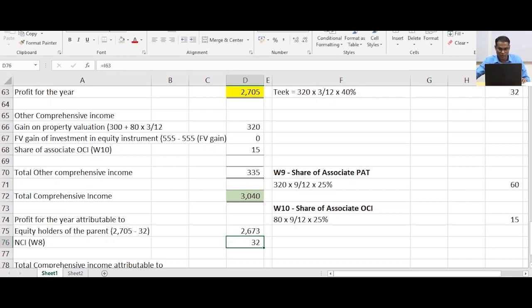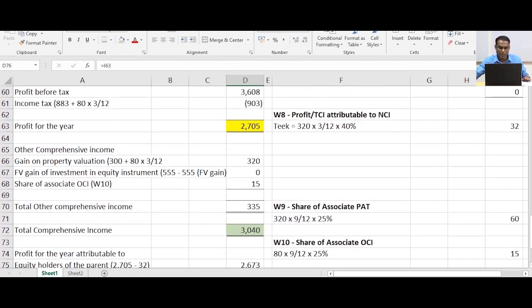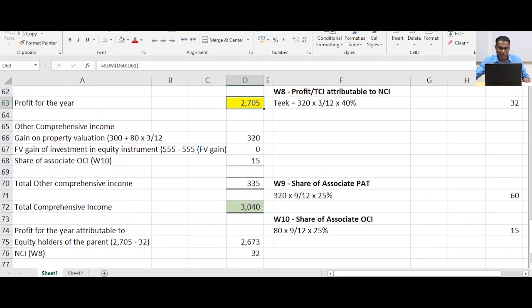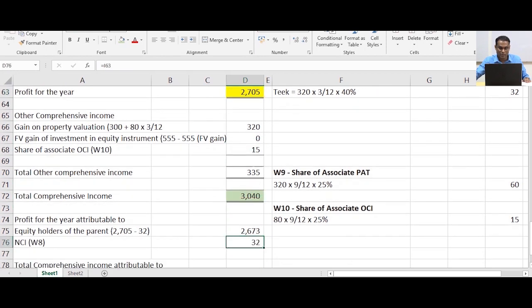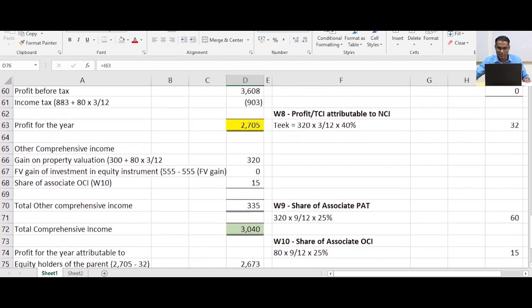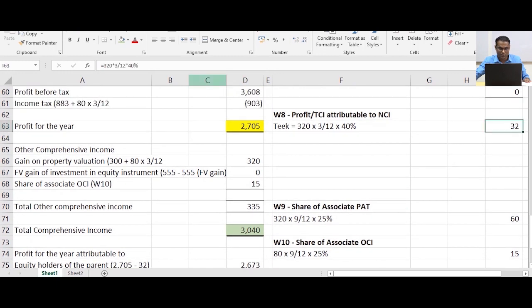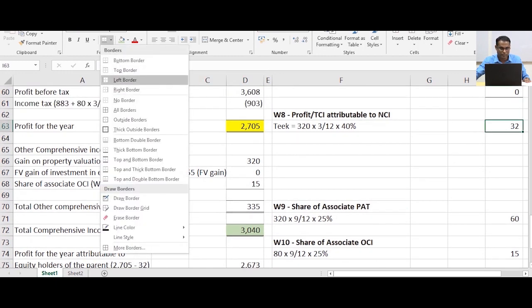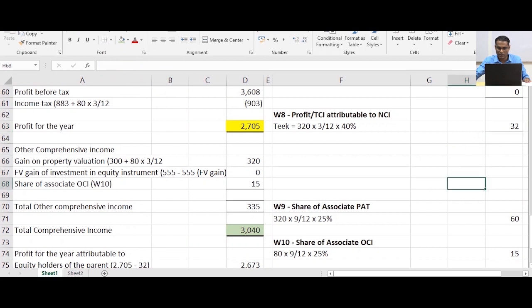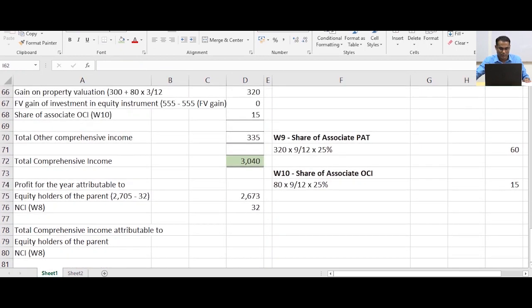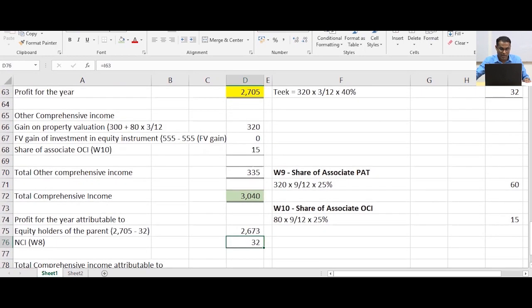You got what I say, right? So the total profit for the year is 2705. Out of that you allocated 32 to the NCI by this working. So this is the working. Through this working it has been allocated to the NCI. Then if 32 was allocated to the NCI, the remaining profit, 2705 minus 32, is allocated to the profit attributable to equity holders of the parent.